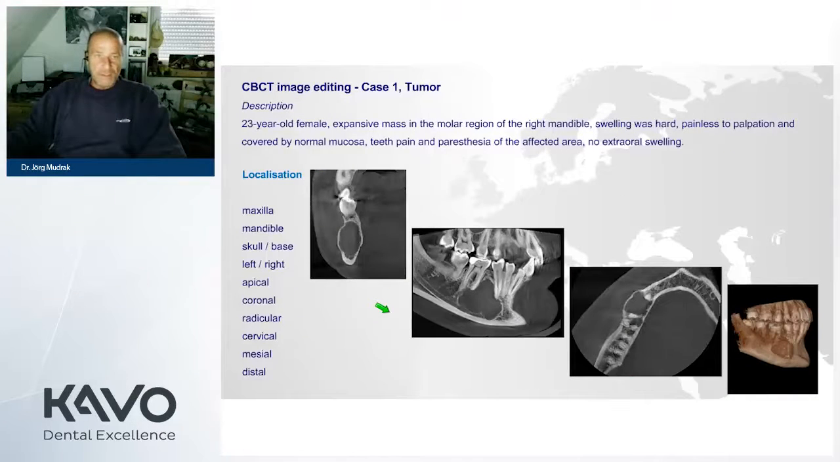And this is now the first case. A brief description: it is a 23-year-old female, with an expansive mass in the molar region of the right mandible. The swelling was hard, painless to palpation, and covered by normal mucosa. Teeth pain and paresthesia in the affected area. No extraoral swelling. So that means we can now focus on the location. In this case, it's the mandible. This is now the coronal view, the sagittal view, the axial view, and the rendered view. If you like, just grab a pen and a piece of paper so that you can make some remarks, some marks, and then we will proceed in analyzing this case.